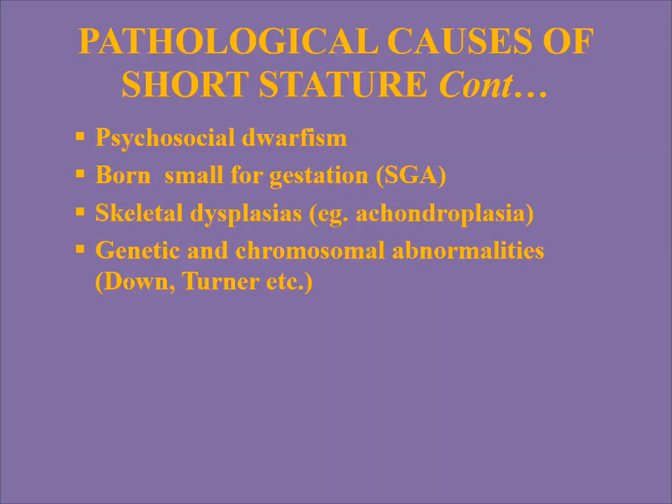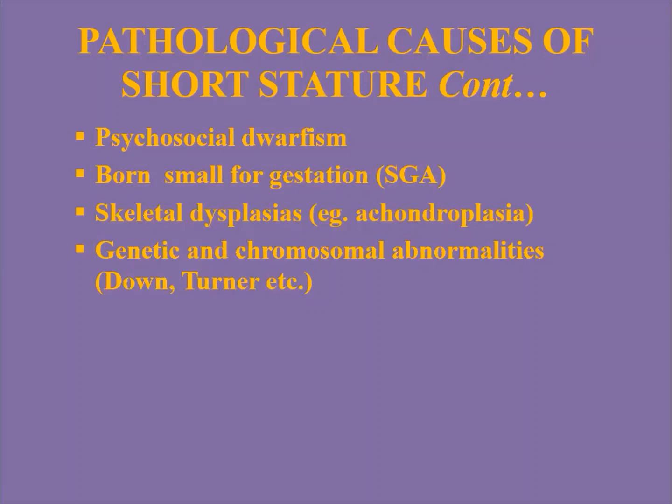Then another thing, small for gestational age. If the child or the individual has been subjected to chronic undernutrition in the time of the intrauterine life or early childhood, they will end up as short individuals. So when they are born small for gestational age, that means they have been subjected to undernutrition in the intrauterine life. So they lose their growth potential. So that is epigenetic programming, and they end up as short individuals.